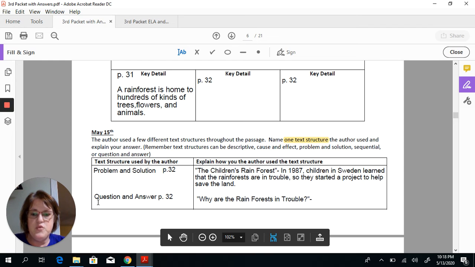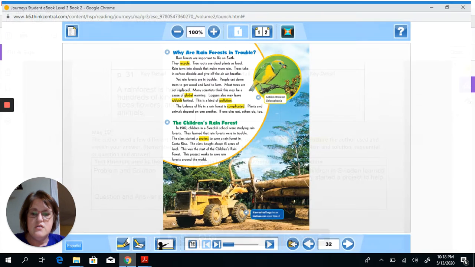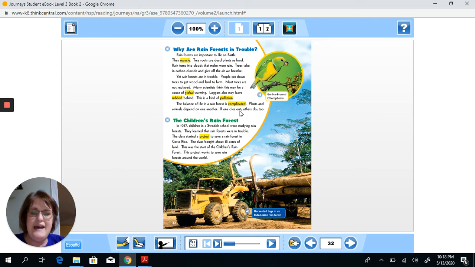And then another one here, boys and girls, is question and answer text structure, also on page 32 up at the top. Why are the rainforests in trouble? So here you're going to go back and explain how the author uses this text structure. He poses a question and then gives you the answer.